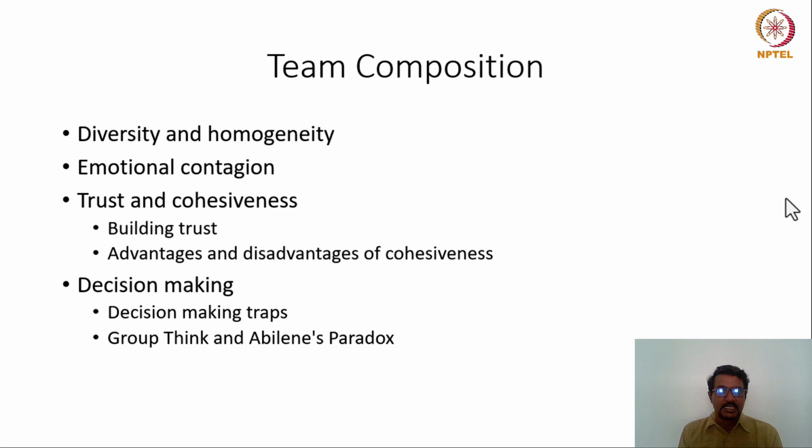So that homogeneity can give a lot of cohesiveness within the team members, and it can create an environment for trust. At the same time, lack of diversity in a startup team can lead to barriers in creativity, or homogeneity can lead to bias in terms of decision making.